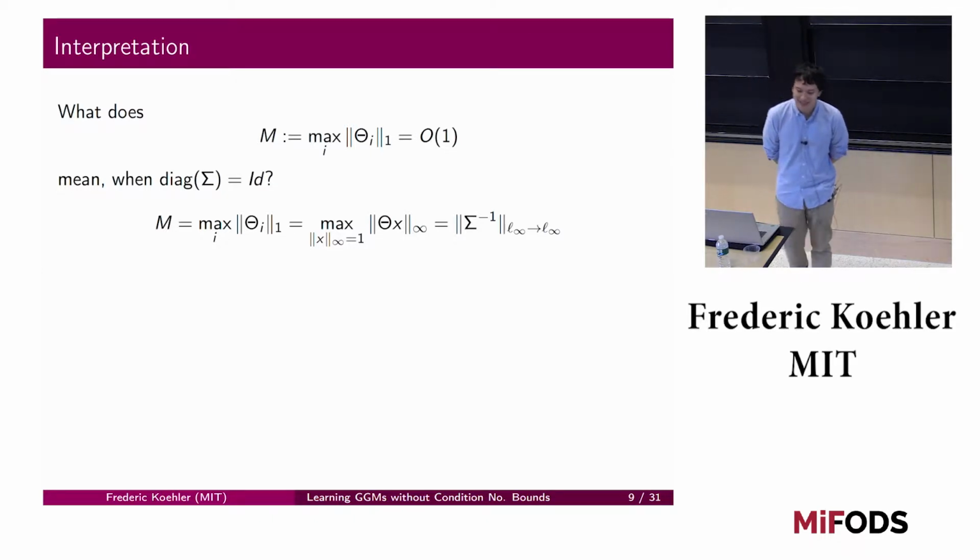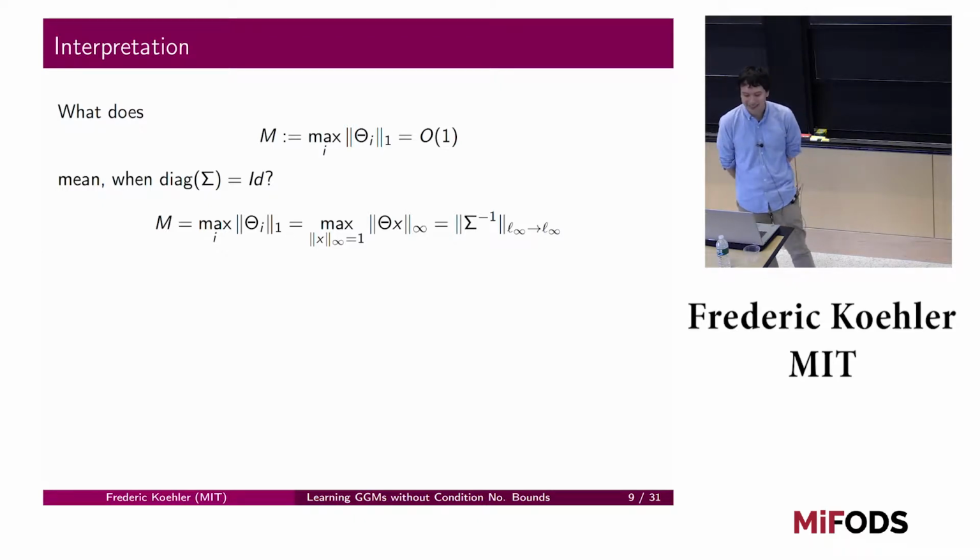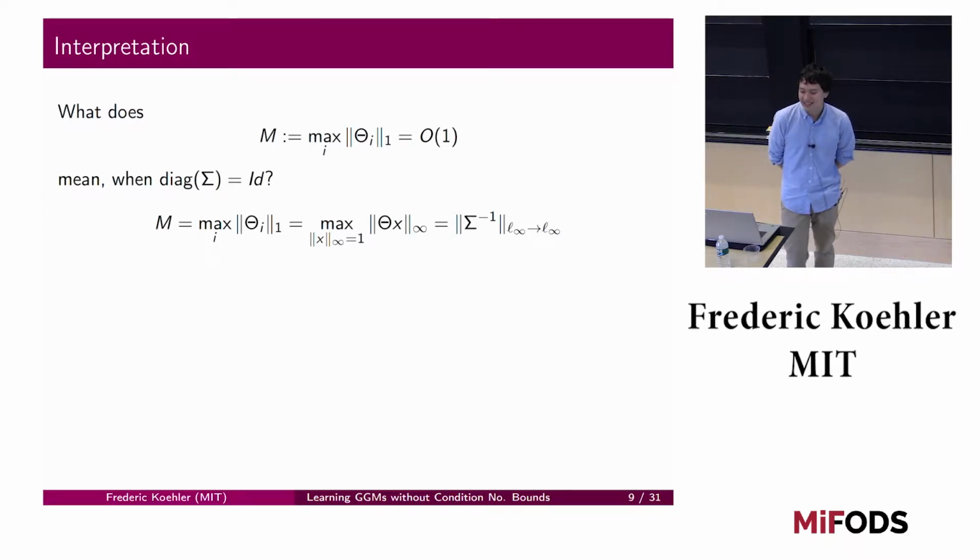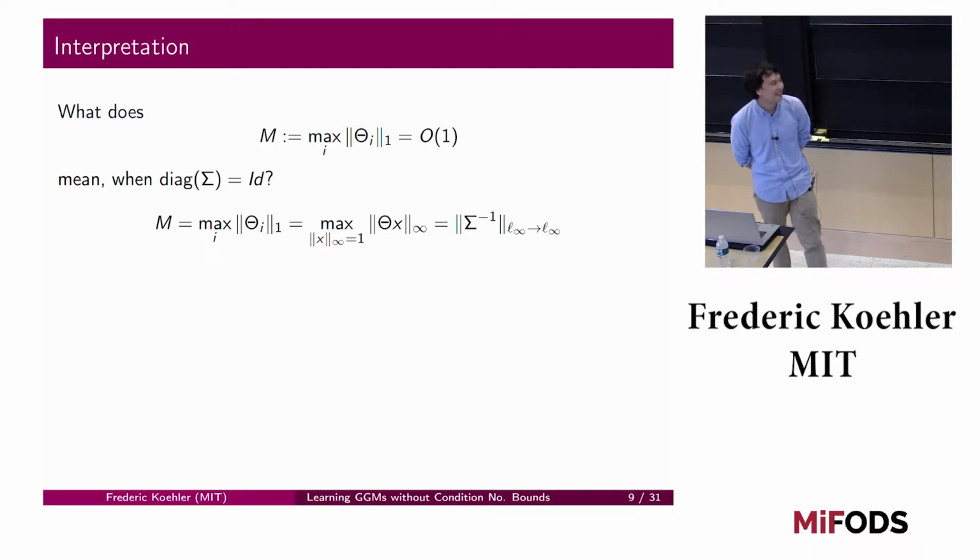Well, it's the maximum of the L1 norm. But by Holder's inequality, that's the same as saying if I give you a vector x, which is bounded in infinity norm, how big can I make the infinity norm of theta times x? And if you think about that, that's like the operator norm from L infinity to L infinity, and theta is sigma inverse. So this is just the L infinity to L infinity norm of sigma inverse.